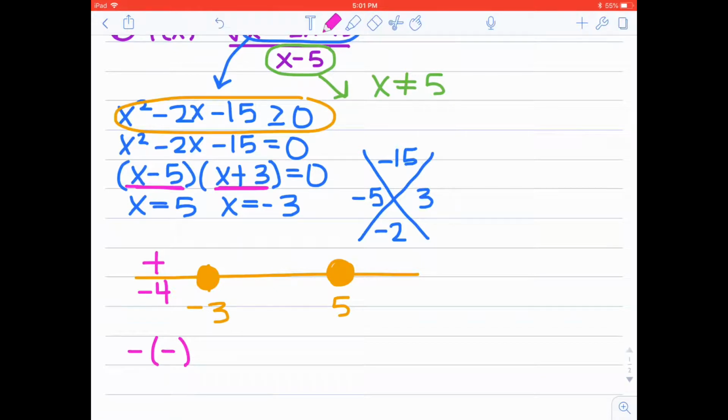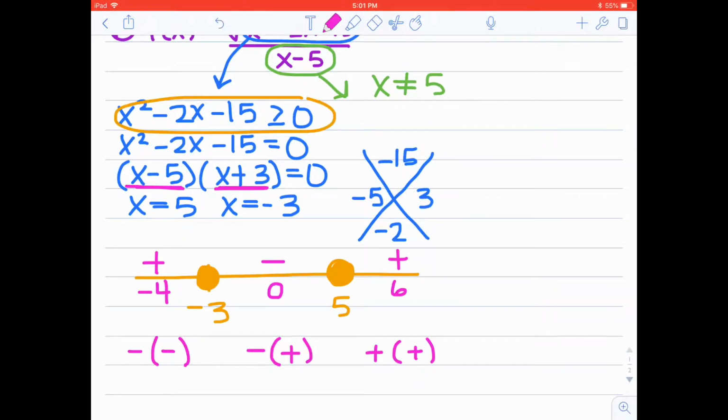Next, I have to choose a number between negative 3 and 5. I can choose 0 because I'm lazy. So I'm going to go ahead and plug it into those factors again. 0 minus 5 is negative 5. That's a negative. 0 plus 3 is positive. A negative times a positive is a negative. Next, I'm going to go ahead and choose a number that's bigger than 5. So 6. 6 minus 5 is positive. 6 plus 3 is positive. And a positive times a positive is a positive.